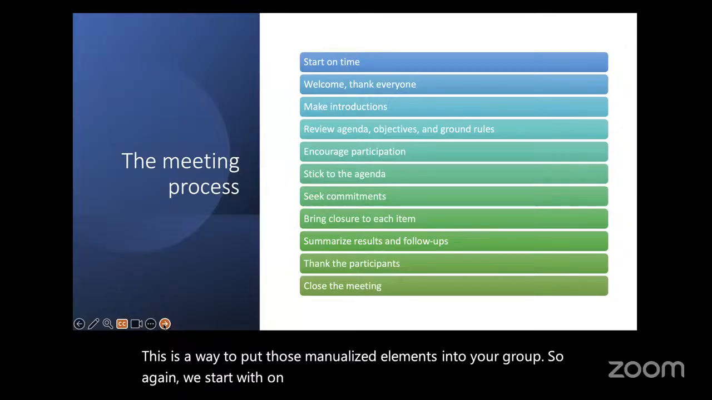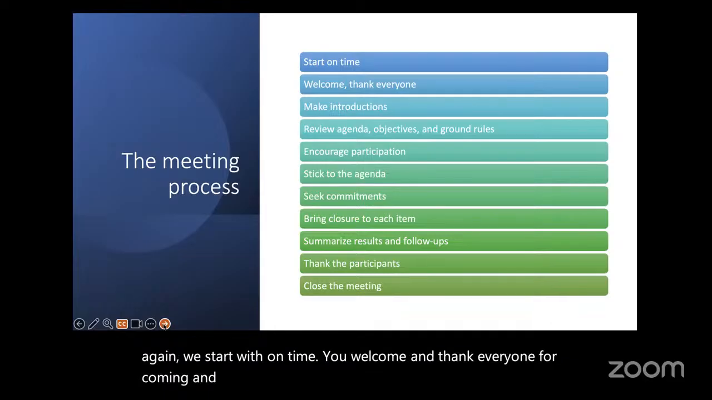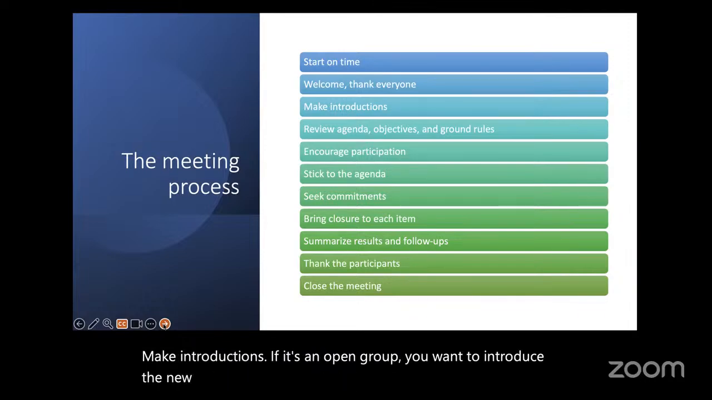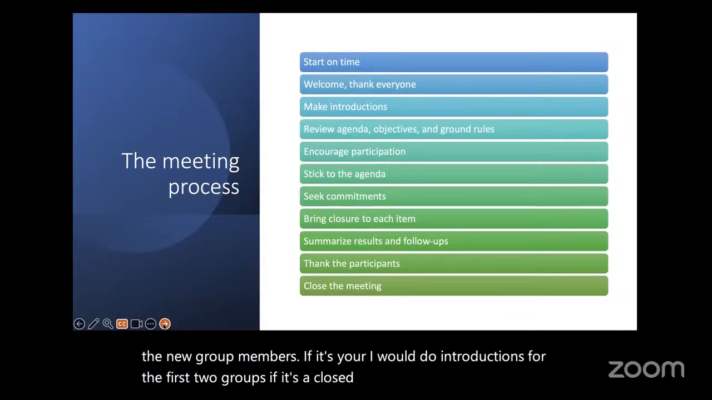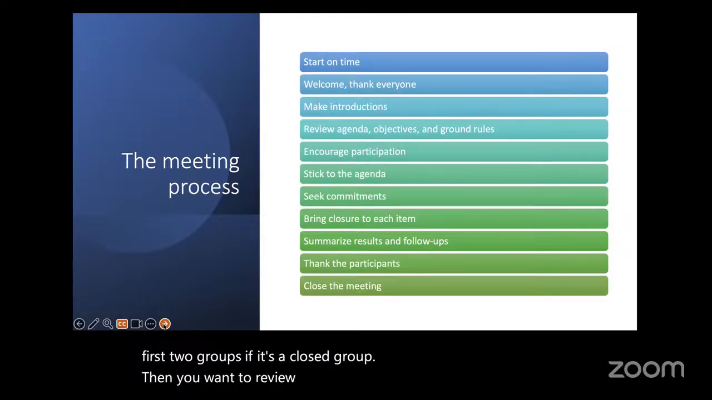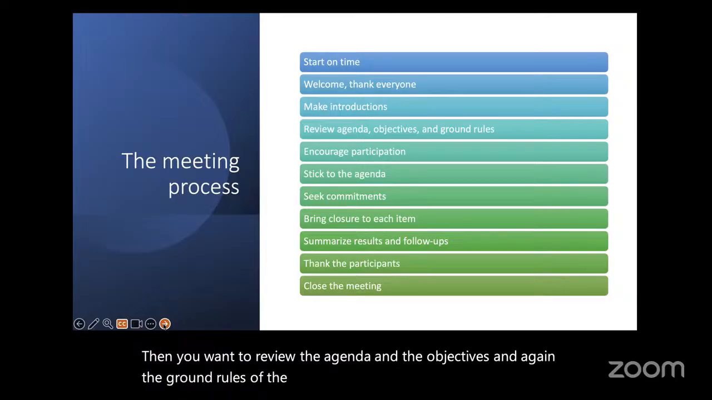You welcome and thank everyone for coming and being a part of the group. Make introductions. If it's an open group, you want to introduce the new group members. I would do introductions for the first 2 groups if it's a closed group. Then you want to review the agenda and the objectives, and again, the ground rules of the group and what we're going to cover today, what our goals for today are.